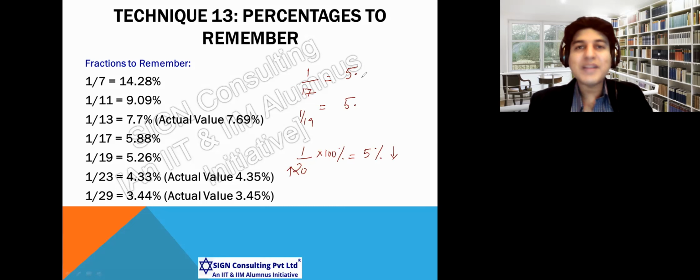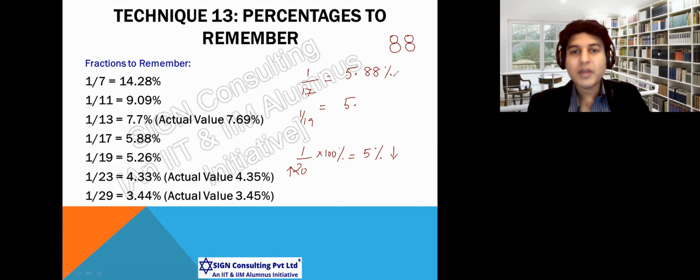Remember that for 1 by 17, the actual value is 5.88 percentage. How can you remember 88? There's a game called Housey Housey, also known as Tambola. When you play Housey Housey, they pronounce 8 as two fat ladies sitting next to each other.